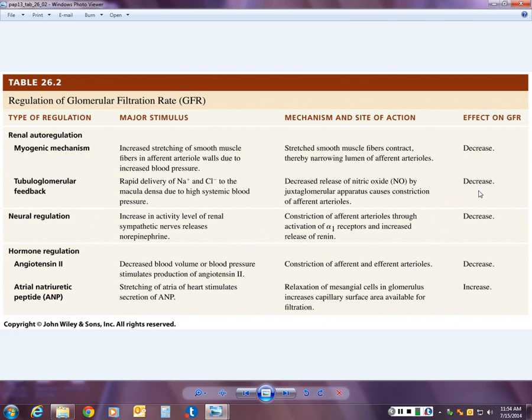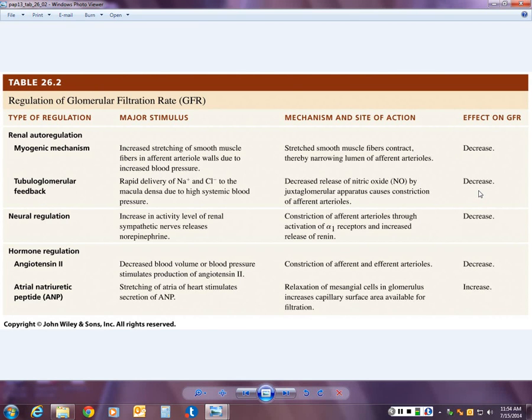So that's renal autoregulation. You can see a couple of key components there, but I would encourage you to keep in mind each one of the four columns: type of regulation, major stimulus, mechanism and site of action, and the effect on GFR for renal autoregulation.